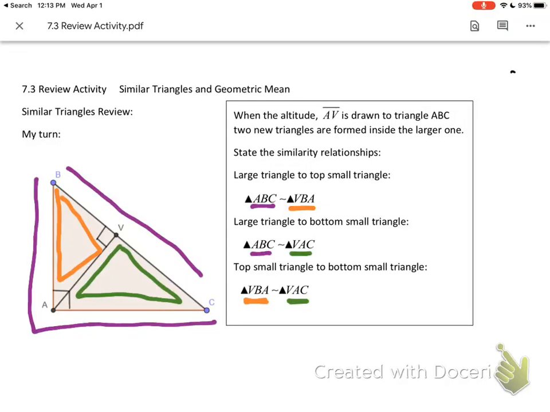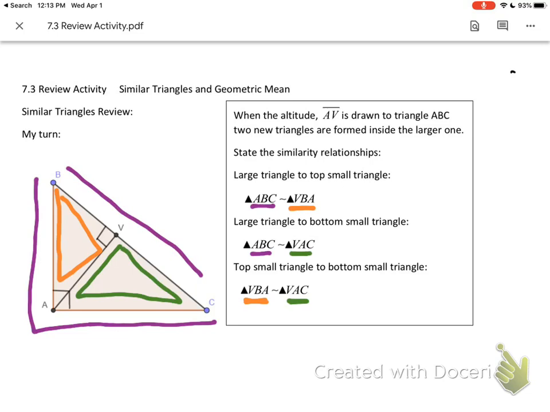Okay, in this video we're going to go through the 7.3 activities. So there are two main activities. One is similar triangles that are formed when you drop an altitude in a right triangle. And the second topic is the geometric mean concept.